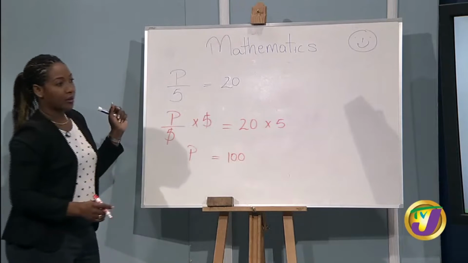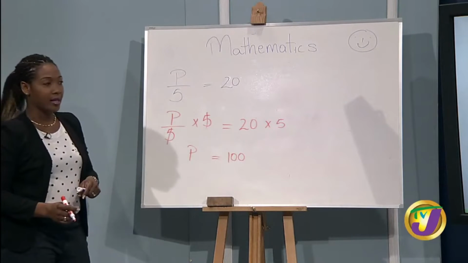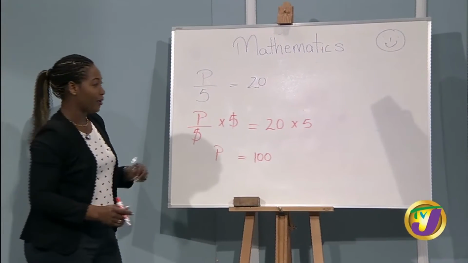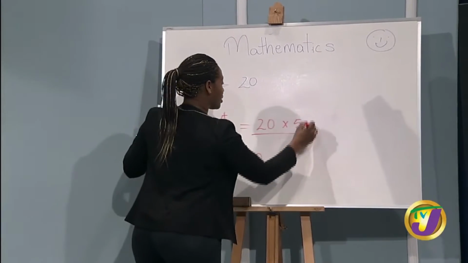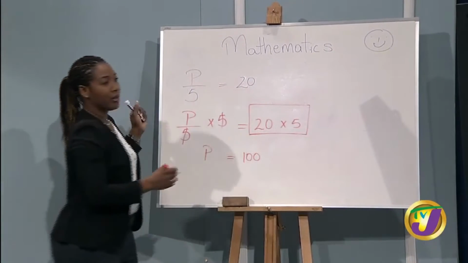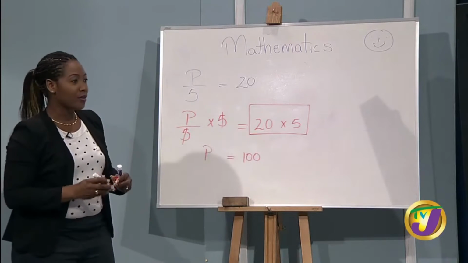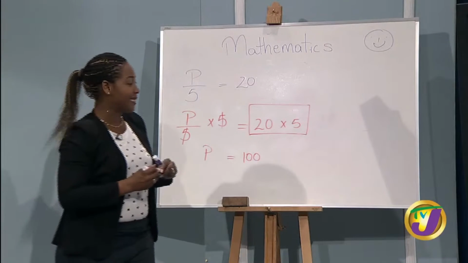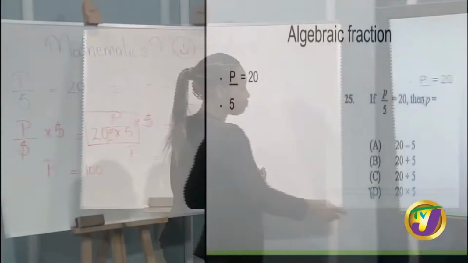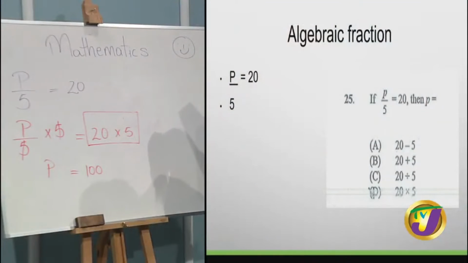Okay? But that's not what they asked you for, is it? So when you look on the paper, you would have realized that this is where they wanted you to stop. They want you to come up with the expression that tells you how to find P. So your choice would have been choice D. All right? And as you can see, it's right there. All right, so the next one.